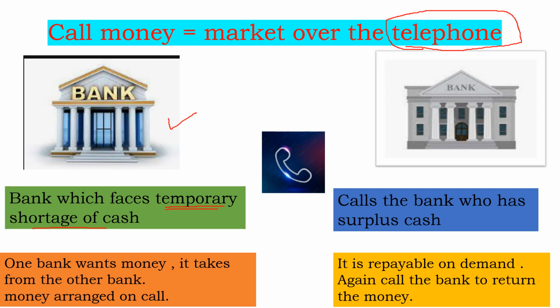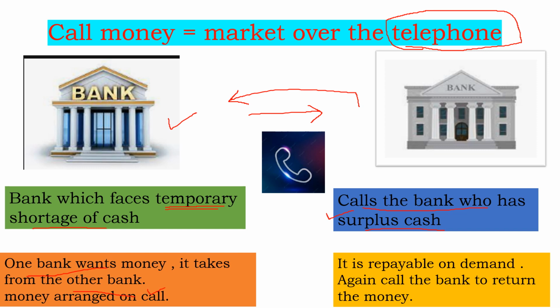What do they do? They call the other bank. They make a telephone call to the other bank, the bank which has the surplus cash. Like the way you call the friend who has surplus cash and who will come for you in need, similarly, the bank also calls the other bank who has the surplus cash. Now, this bank will lend the money to the bank who needs money, right? So, this is how it works. A friend in need is a friend indeed. The same applies to the banks. One bank wants money, it takes from the other bank.